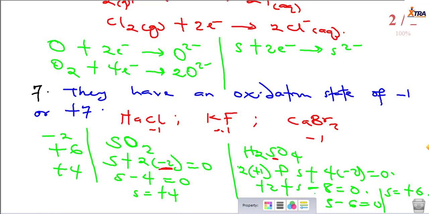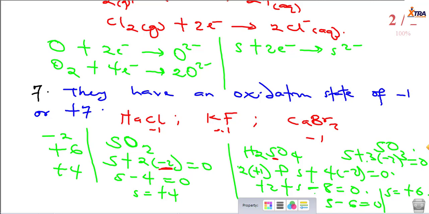Sulfur here also has an oxidation state of plus 6 in SO3. Of course, sulfur is here. Sulfur plus 3 times oxygen, which is minus 2, gives us 0. And this gives us minus 6. Crossing minus 6 to the other side of the equality sign tells you sulfur has an oxidation state of plus 6. So for group 6, you can have an oxidation state of negative 2, plus 6 or plus 4. But for group 7, you have an oxidation state of negative 1, which is the more common form, or positive 7, which is rarely seen, right?